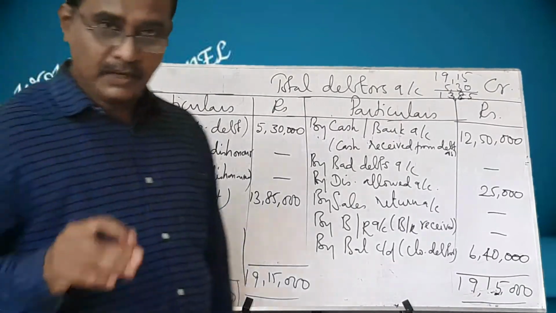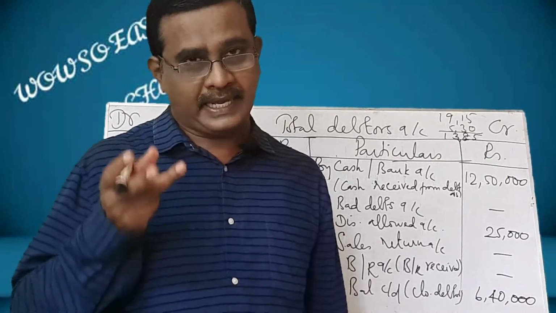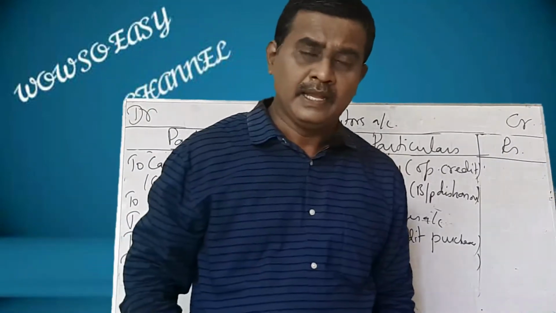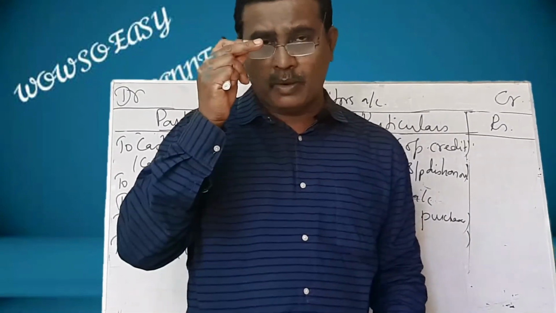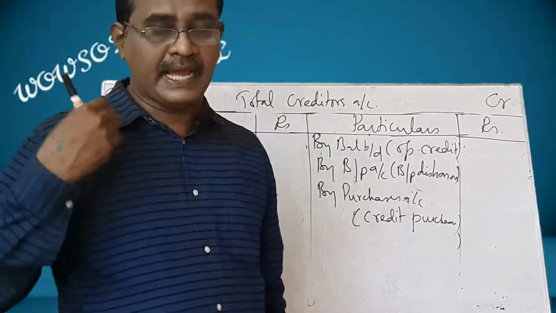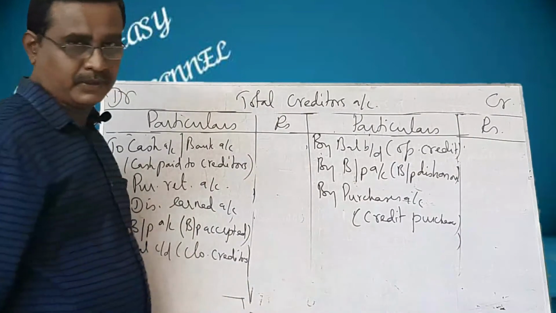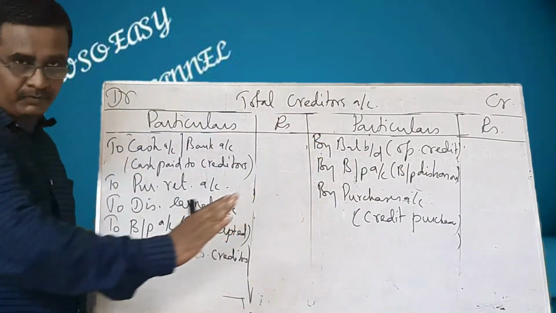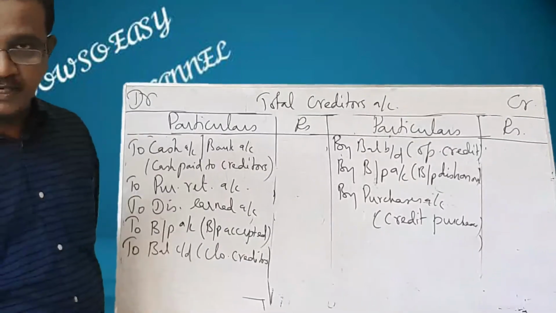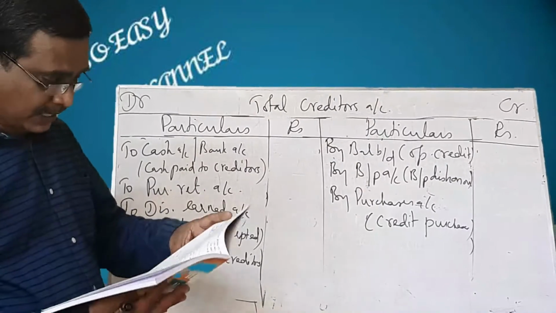Now, we have to prepare total creditors account and find out credit purchases. Shall we prepare total creditors account? In the sum, bills payable opening and closing balances are not given. So, we can directly go to prepare total creditors account. I have written the format of total creditors account. Now, let us take the amounts given in the problem and apply them in the format.